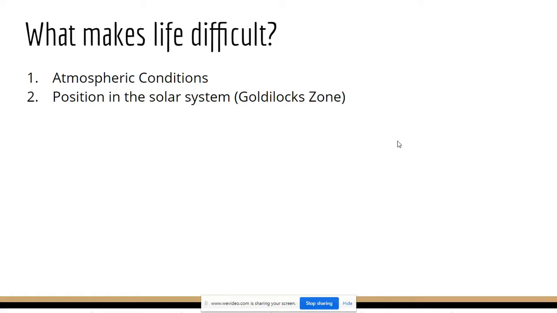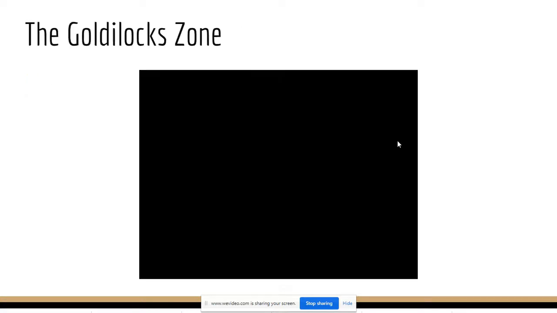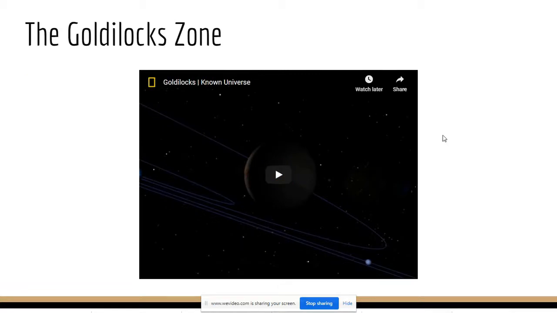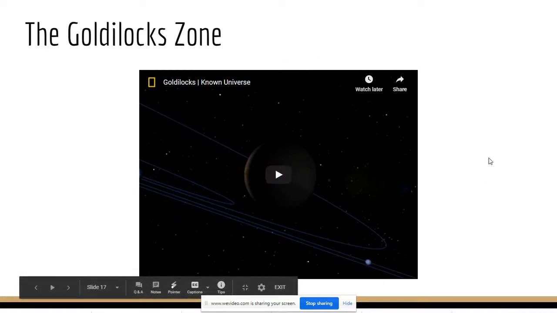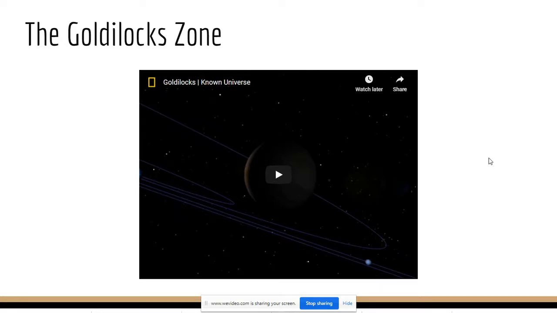The second thing is the position in the solar system, something known as the Goldilocks zone. You see, there's a video here that you're going to have a chance to watch to understand what the Goldilocks zone is. But just to give you a little bit of a teaser, the Goldilocks zone is simply a zone where you can live. It's where we live. We live in what's known as the Goldilocks zone. So there's a video I do want you to watch, and if you could pause this video for just a moment and watch it, and then come back.